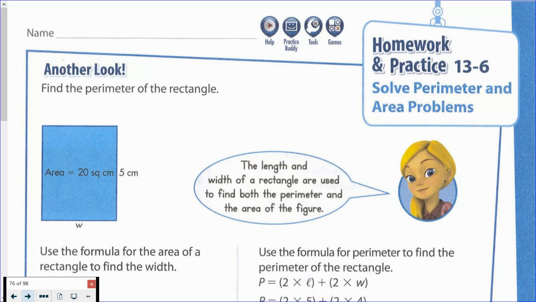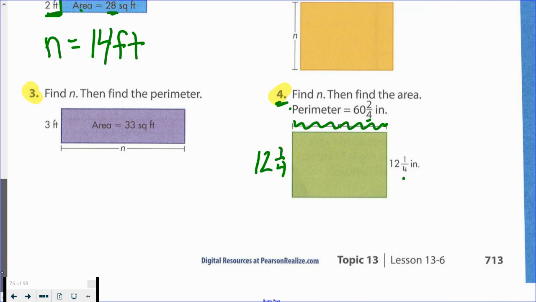So let's go back to number 4 and fill in what we know. We now know n equals 18 inches. So here's what that means. This side along the top is 18. This side is 18. Okay?